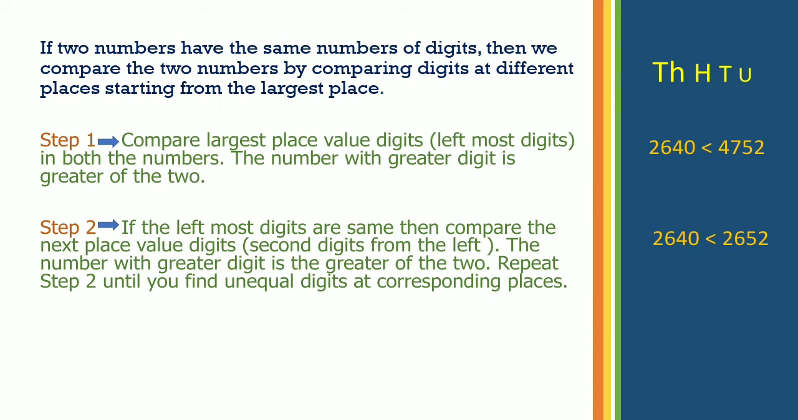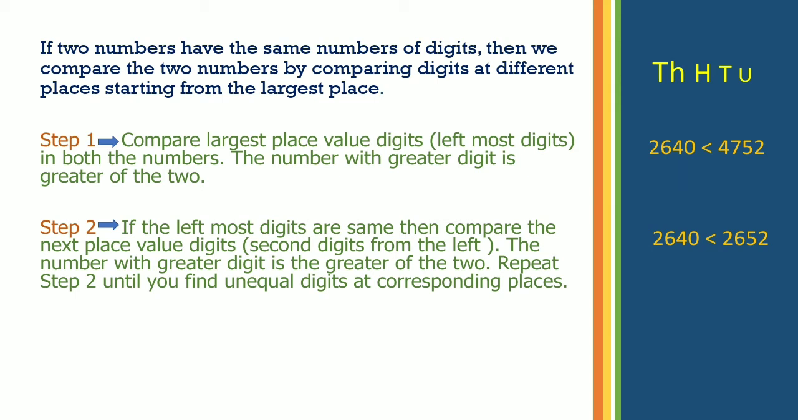Step 2. If the leftmost digits are the same, then compare the next place value digit, that is the second digit from the left. The number with the greater digit is the greater of the two. Repeat step 2 until you find unequal digits at the corresponding place. So we will compare these two numbers, 2640 and 2652. First we take the thousands place. Both numbers have 2 at the thousands place. So we go to the hundreds place. Both numbers have the same hundreds digit, 6 and here also 6. So we go to the tens place.